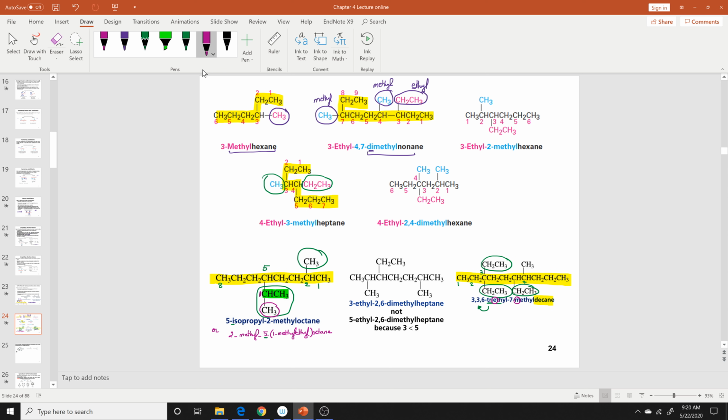Oh, by the way, I should have written this in another way. Let me go ahead and erase this. I didn't put them in alphabetical order. It's going to be 5-(1-methyl, ethyl), close, and then dash, and then on carbon number 2 I have a methyl. See, that comes first because E comes first. And then my longest carbon chain is octane. So this is octane. There is no space between the methyl and the octane. Okay.